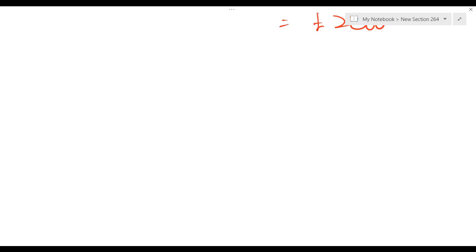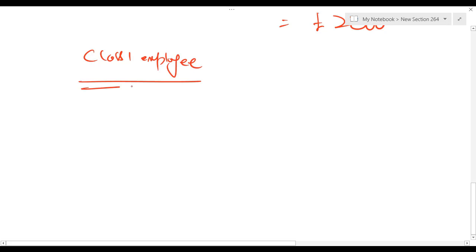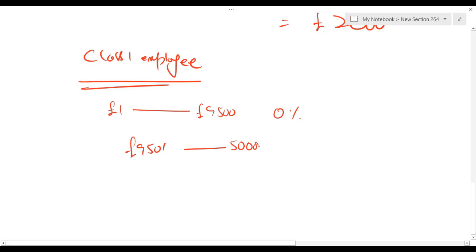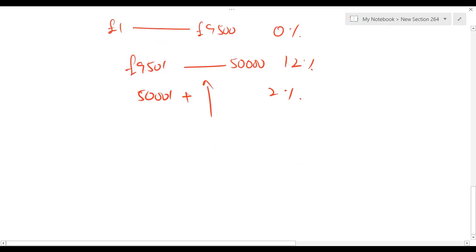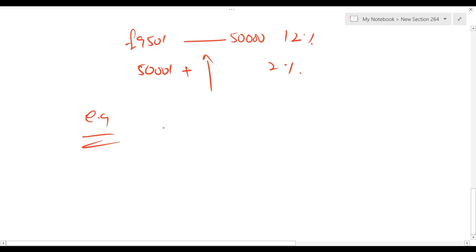Now the next question is, what are the rates for class 1 employee NIC? These rates which I'm just writing right now will be given in the exam as well. From £1 till 9,500 the rate is 0, and 9,501 till 50,000 the rate is 12%, and 50,001 and above the rate is 2%.